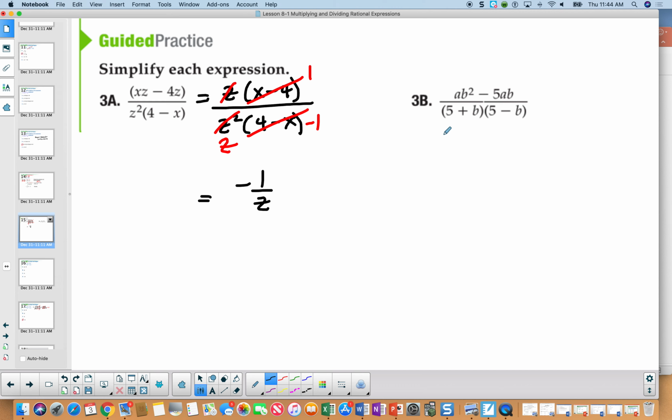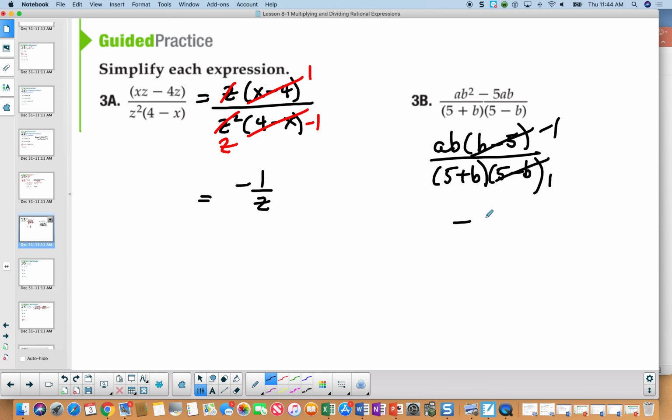Let me do this again. I see my greatest common factor is ab, and then I'm left with b minus 5. And there's nothing to do in the denominator. But I do notice that these two are very much the same, and if I were to factor out a -1, they would reduce with a -1 left. And so this answer is negative a times b all over 5 plus b.